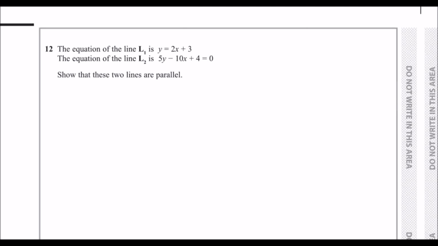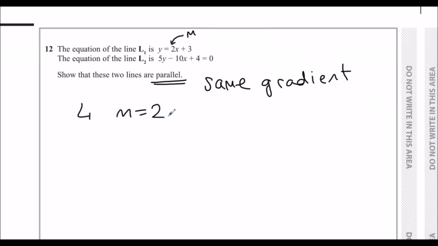Question 12. The equation of line L1 is y equals 2x plus 3. The equation of line L2 is 5y minus 10x plus 4 equals 0. Show that these two lines are parallel. So if they're parallel, that means they have the same gradient. Line 1 is in the form y equals mx plus c. So the gradient of L1 is 2.